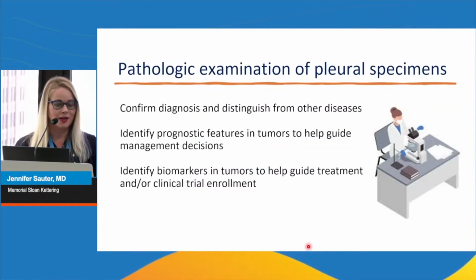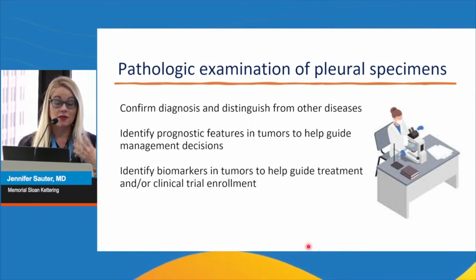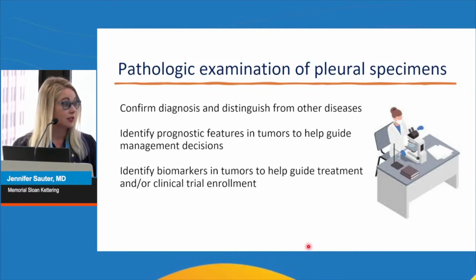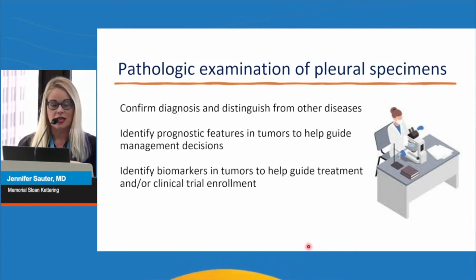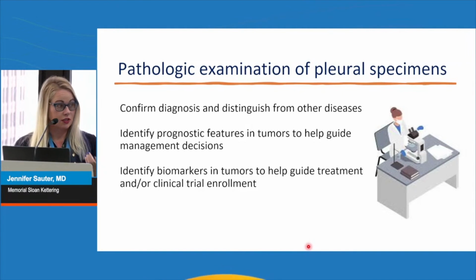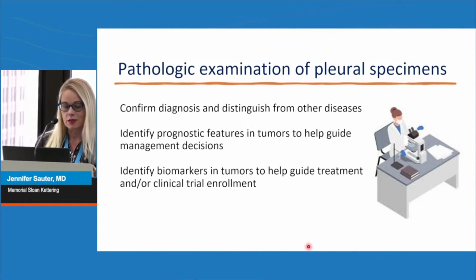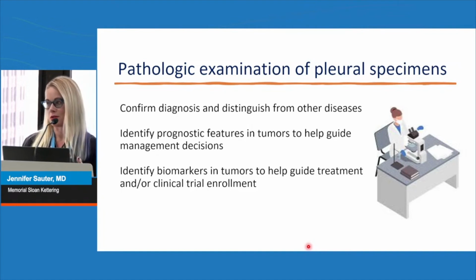So just to summarize, the role of the pathologist is to confirm a diagnosis and to distinguish mesothelioma from other diseases and benign entities. We identify prognostic features in tumors to help guide management, and we also identify biomarkers in tumors to help guide treatment and or clinical trial enrollment.